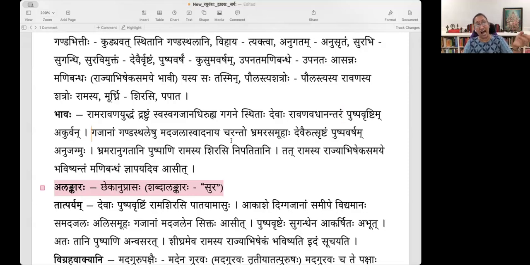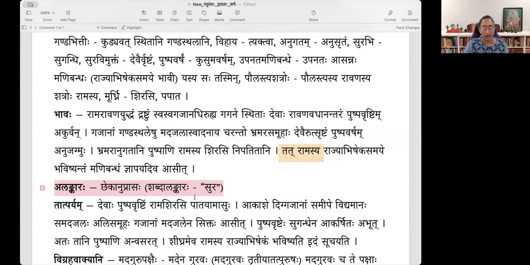Gajanam gandasthaleshu madajala aswadanaya charantaha. Aswadanam is tasting. So in order to experience that madajalam that is there on the cheeks of elephants, the bees are all moving around these elephants. Devaihi utsrishtam pushpavarsham anujadmuhu. They followed this pushpavrishti. Brahmaraihi anugatani pushpani. The flowers were being followed by these bees. Ramasya shirasi nipatitani. Tat Ramasya rajyabhisheka samaye bhavishyantam manibandham jnapayat iva asit. That pushpavrishti seemed to remind us that Rama is going to be crowned later.